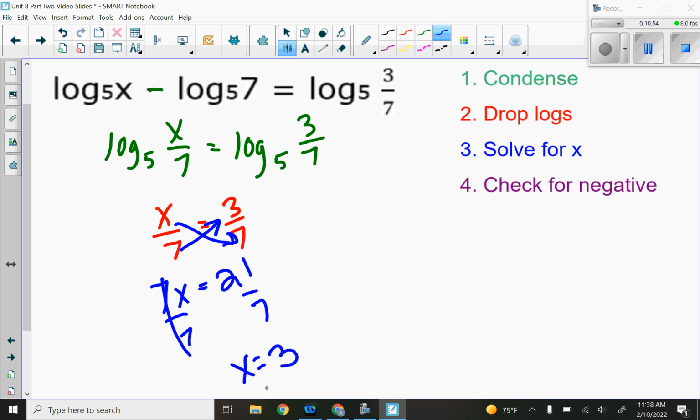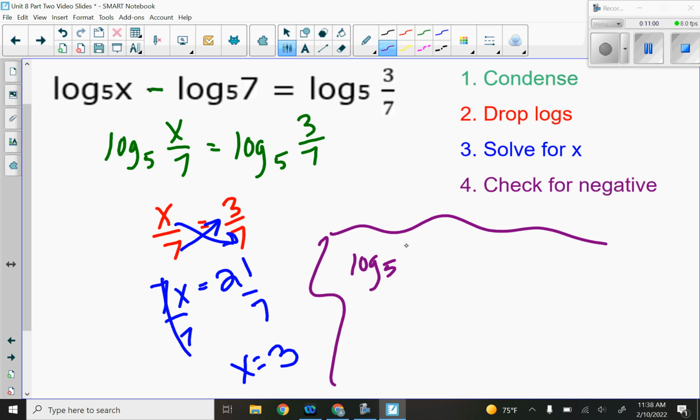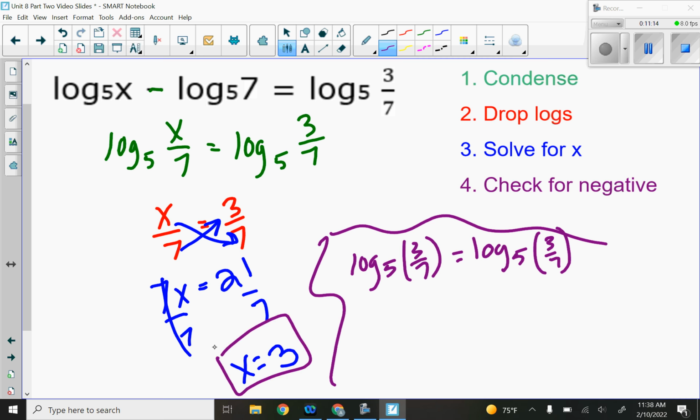And if I check that, log base 5 of 3/7 equals log base 5 of 3/7. Well, 3/7 is not a negative number, so our solution is 3.